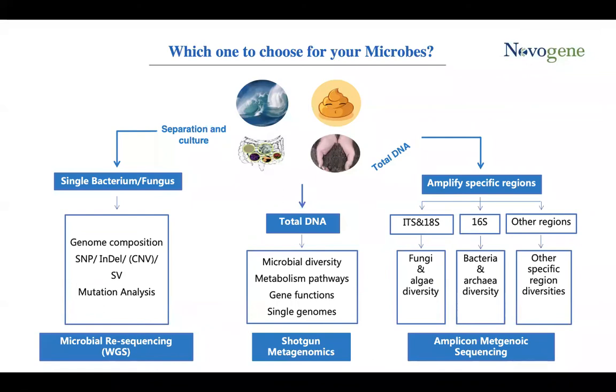So for the mutation research of known microbes, we often choose microbial resequencing. And if we want to study the microbial diversity at the same time, and we care more about the metabolism pathways of genes and gene functions, we just use the total DNA, of course after host depletion, when we do shotgun metagenomic sequencing. If all we care about is species identification and diversity, we commonly choose amplicon sequencing, which is also the most cost-effective approach.